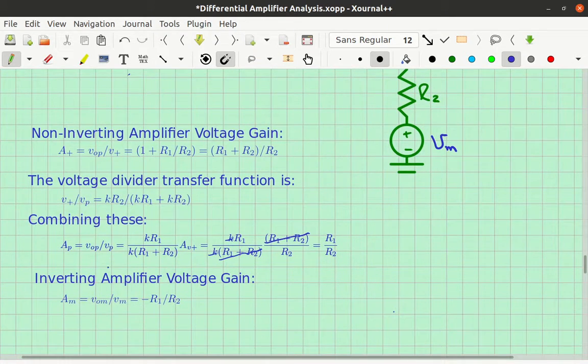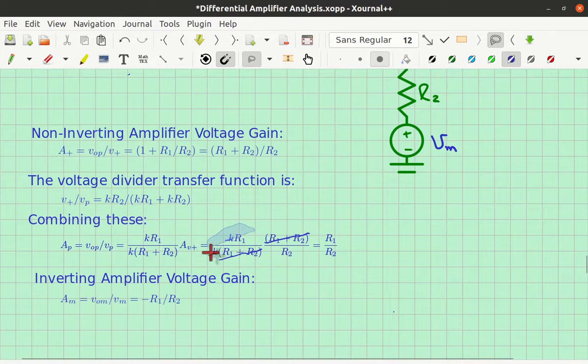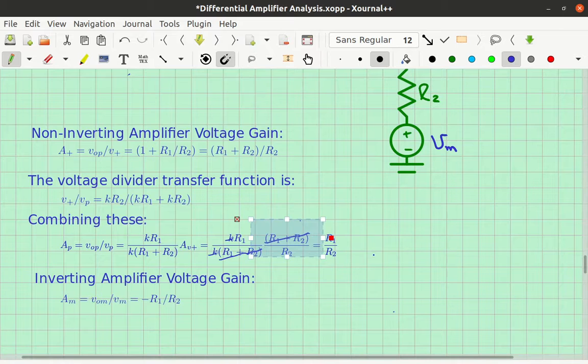So essentially multiplying the two gains together to get the overall gain, you will see that you end up with, first of all, the gain of the voltage divider right here, and then the gain of the non-inverting amplifier. We multiplied them, and notice that the way we did it, the R1 plus R2 canceled, and the K's cancel as well.